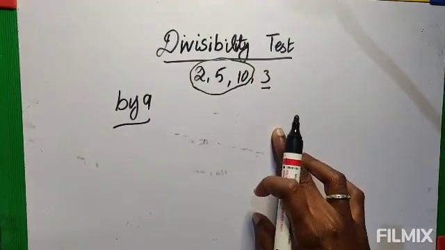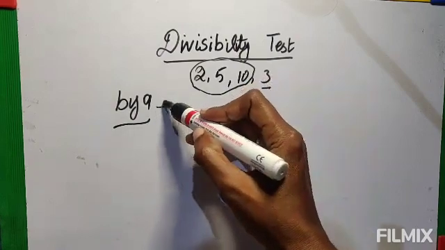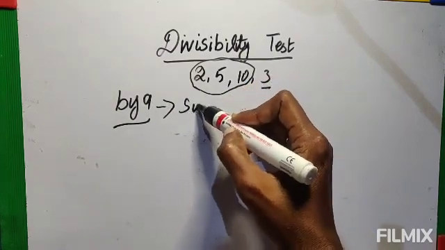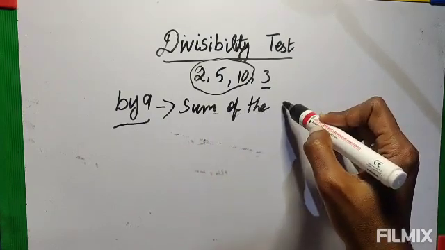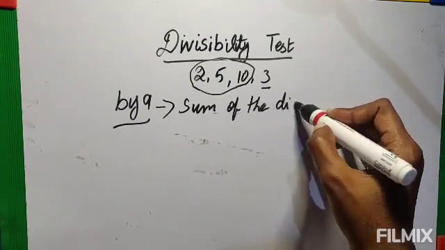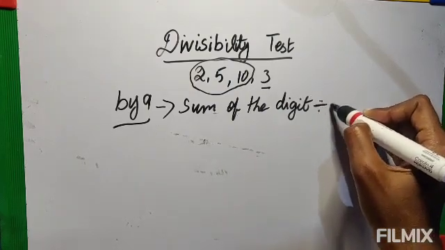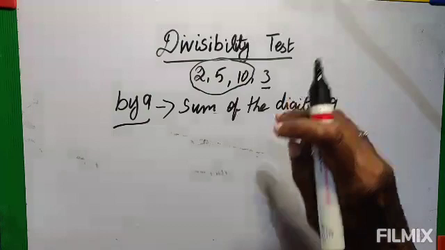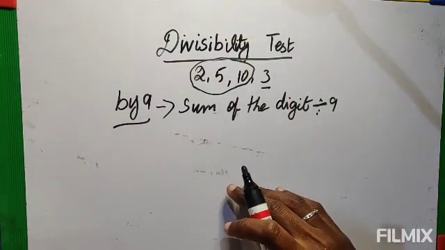In 3, we learned that the sum of the digits must be divisible by 3. It is the same rule for 9. Here the sum of the digits must be divisible by 9. If the sum of the digits is divisible by 9, then the number is divisible by 9. Okay, let me give an example.